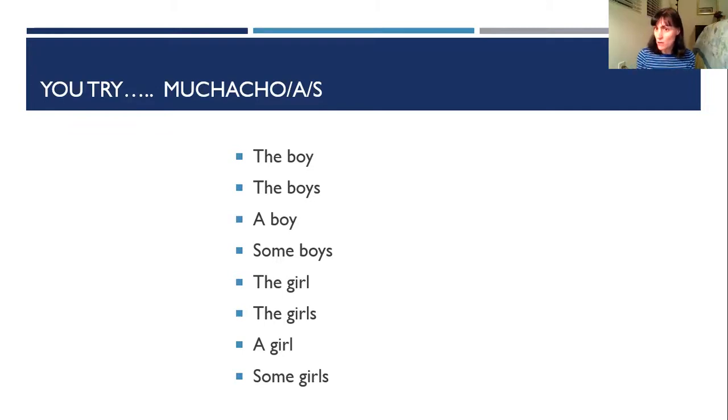Okay, the girl. So instead of muchacho, now we're going to have muchacha. And the would be la muchacha. The girls, las muchachas. What about a girl? Una muchacha. And some girls, unas muchachas. Muy bien, excelente.